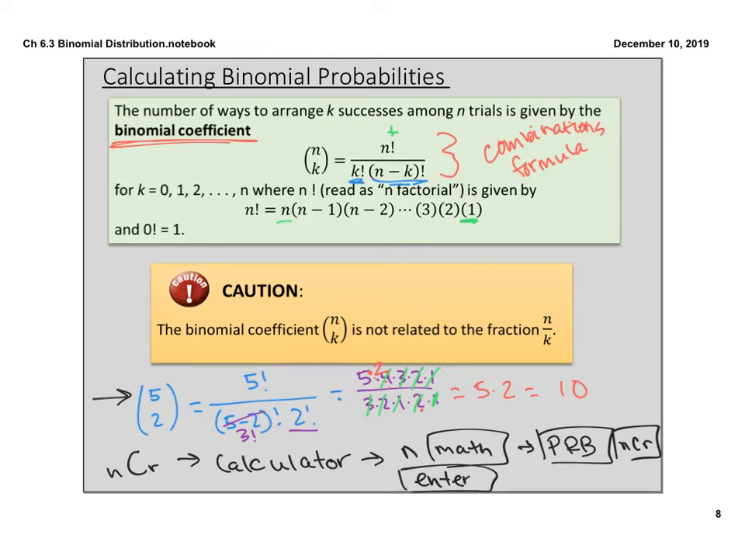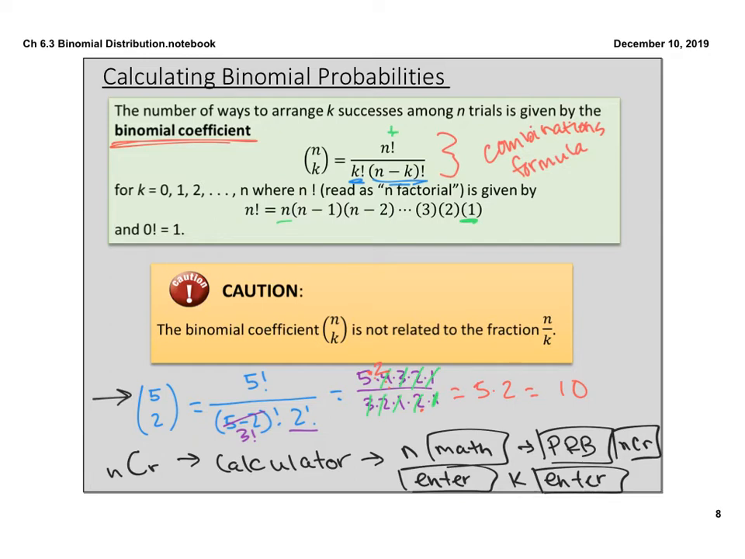And then put in your K, or your number of successes, and then hit enter again. Okay, so there's your keystrokes. Write those down. You can also find them in your book. There is a page in your book that will tell you how to calculate those.